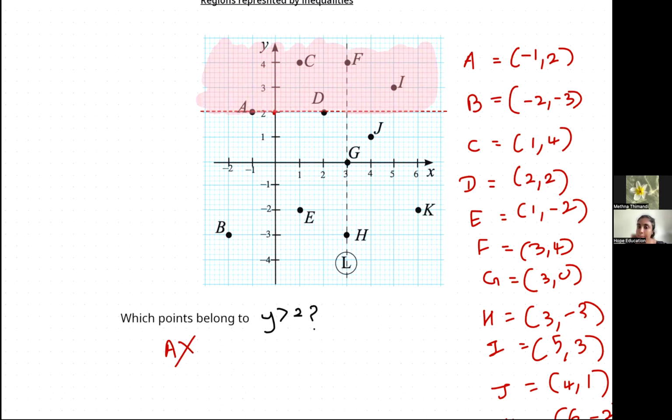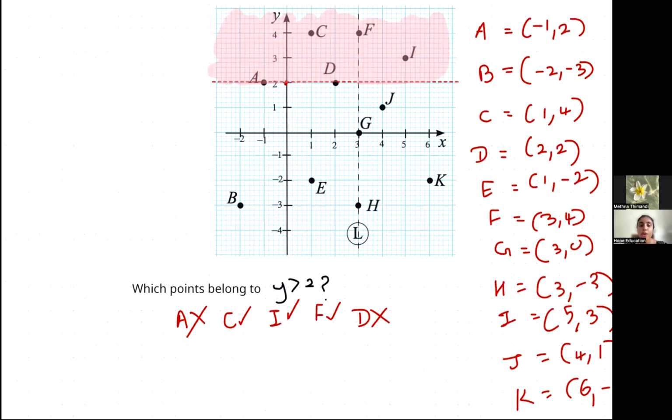C. Can. And what are the other points that we can take? I. I. Sorry? F. F, yes, correct. F. Then again, we can't take D.